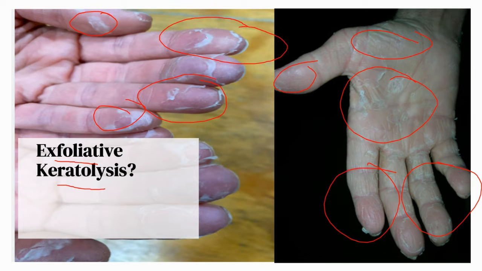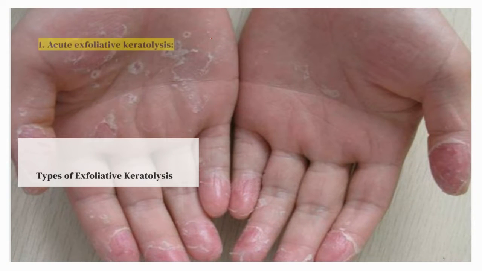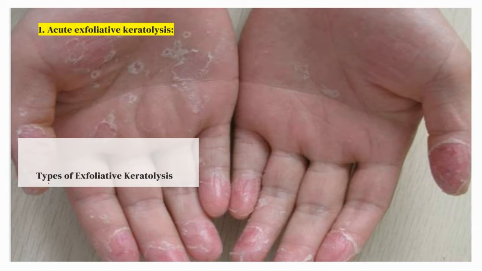So this is the exact meaning of exfoliative keratolysis, or simply peeling off the hand skin. Now next we'll talk about the various types of exfoliative keratolysis. So basically there are three types of exfoliative keratolysis. Now one by one we'll talk about them.